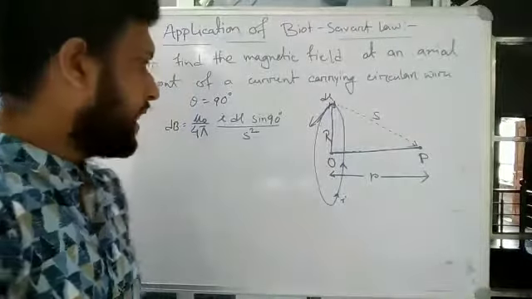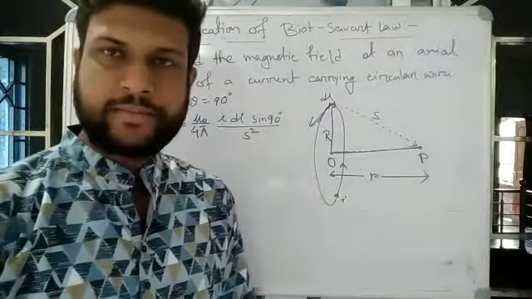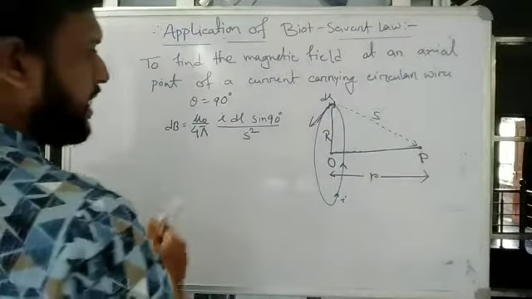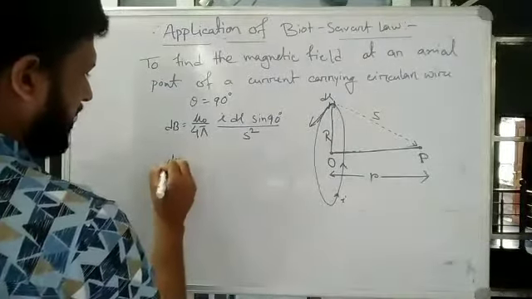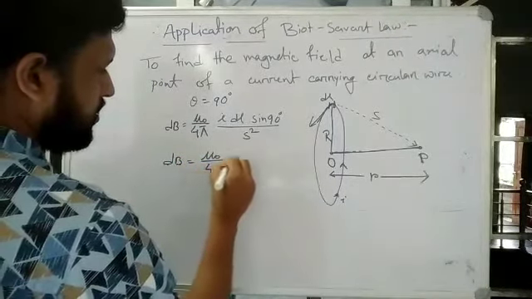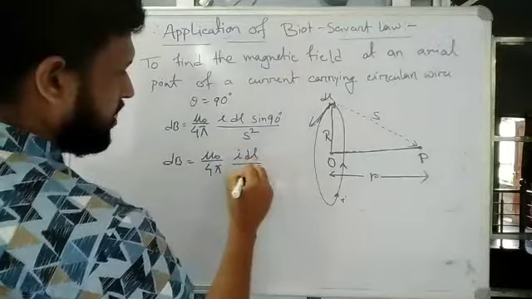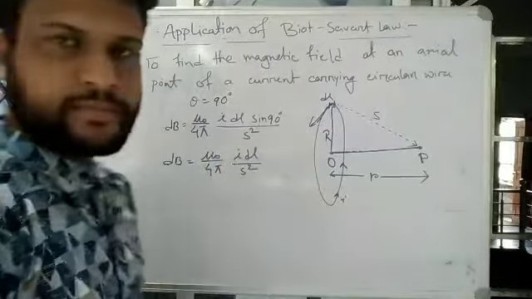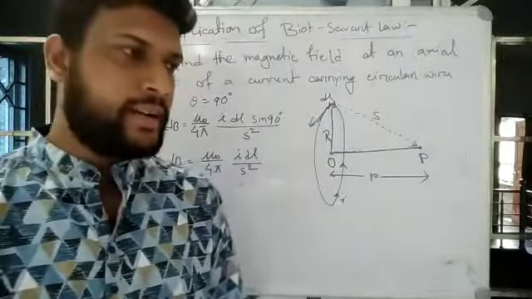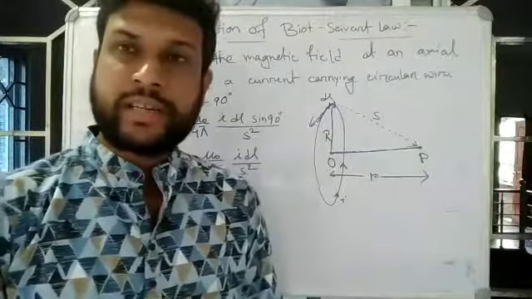Okay, how the angle is theta over here again. Okay, so again sin 90 is your 1. So you can write dP equals mu naught by 4 pi I dL by S squared. Okay, now one important imagination you need to do here.